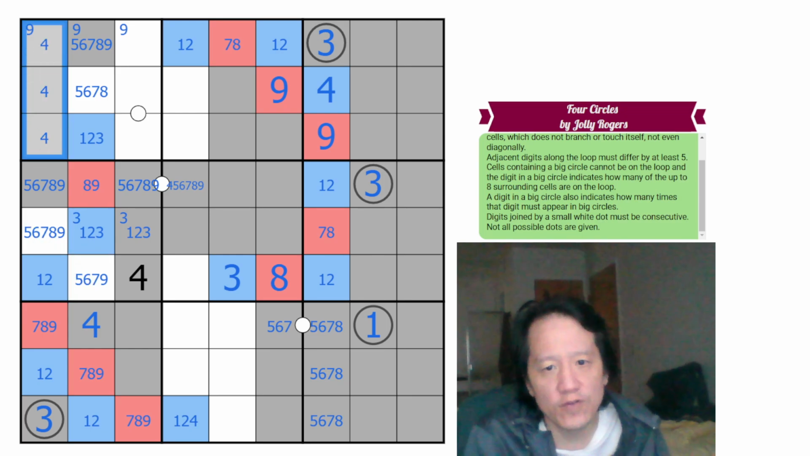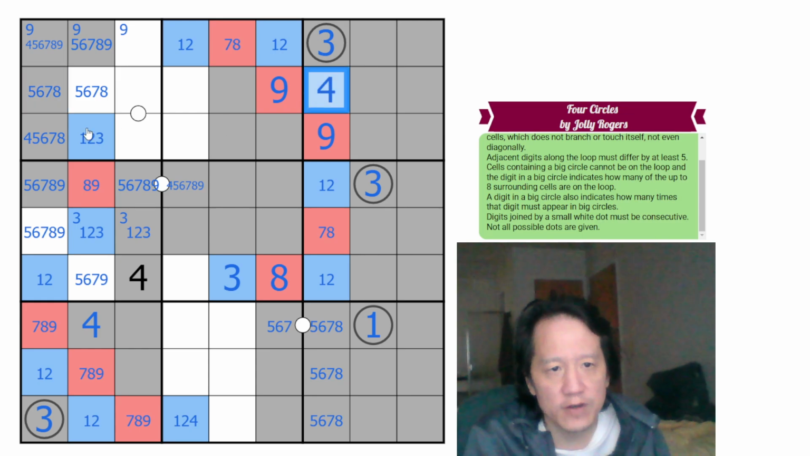These are 4, 5, 6, 7, 8, 9. Obviously, these can't be 9. This can't be a 4 because of that 4. The 4 has to be one of those two.